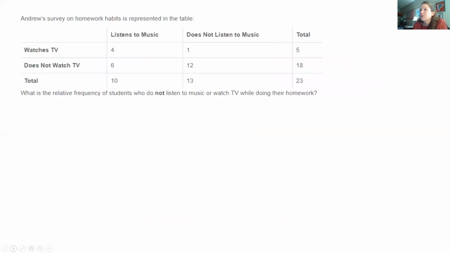All right, let's look at this one. Andrew's survey on homework habits is represented in the two-way table. So they've already filled out the two-way table for us. Now the question is, what is the relative frequency? So that means out of the grand total, and here's the grand total. So I know my denominator is 23. Who do not listen to music or watch TV while doing homework? Do not do either. Does not listen to music, does not watch TV, and these are 12 out of 23.